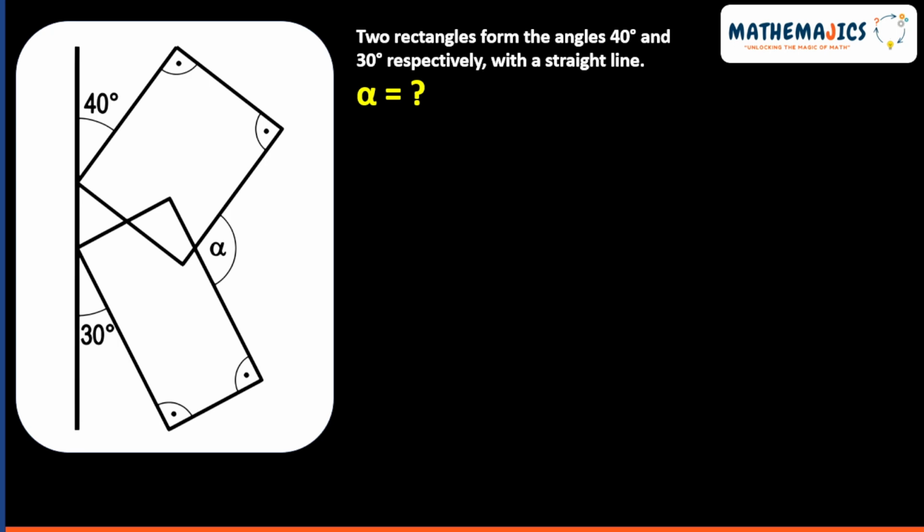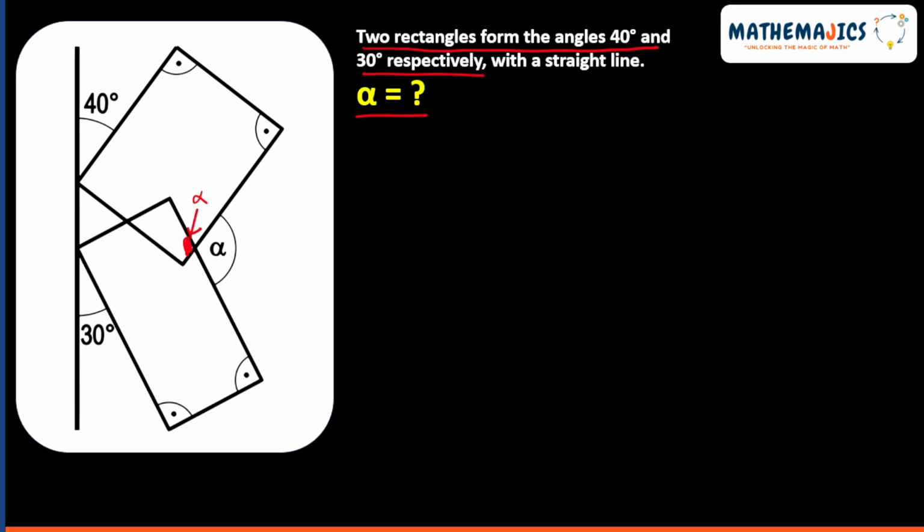In this question, we are given two rectangles that form angles of 40 degrees and 30 degrees with the straight vertical line, and we need to find this angle alpha. To find alpha, we can find this other angle. Why? Because if we are able to find this angle, it and alpha are vertically opposite to each other. So this red angle will also be alpha.